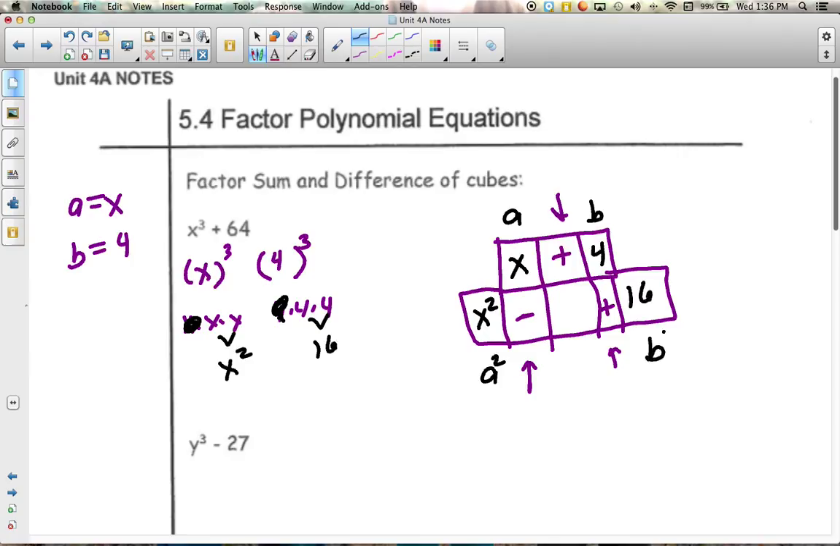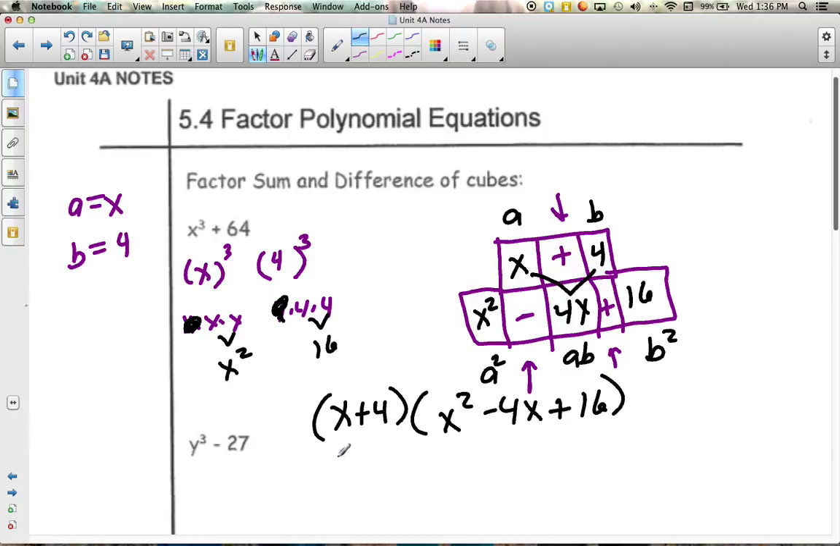That represents b squared. And then in the middle, you're going to take the x and the 4, multiply them together, and you get 4x. That is your a times b. So we've taken that long formula and we kind of organized it in a nice, neat way. So our final factorization would be x plus 4 times x squared minus 4x plus 16. And this is your final answer.